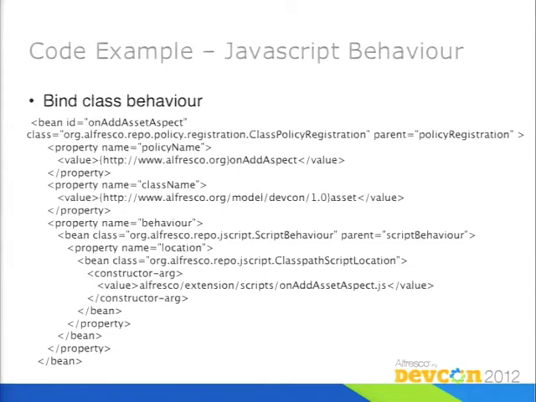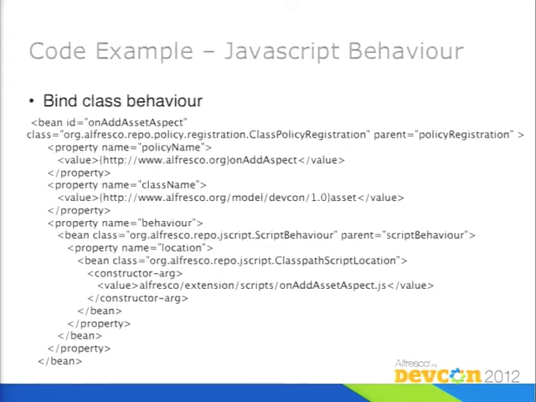Here we're registering class policy on the add aspect policy. And we're saying we're only interested when new assets, this is our custom content type, get added to the repository. At the bottom, we specify the behaviour. We're saying this is a JavaScript behaviour. The JavaScript file is located within the class path. This is add asset aspect JS. So this is basically the simplest way to register a behaviour.